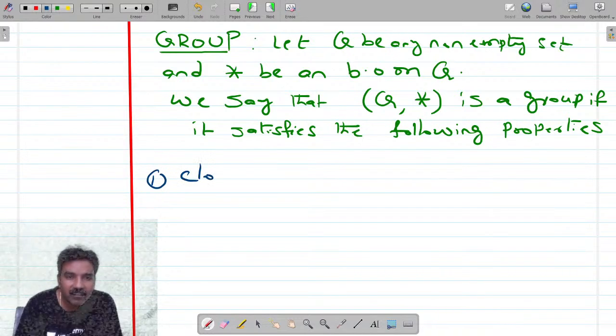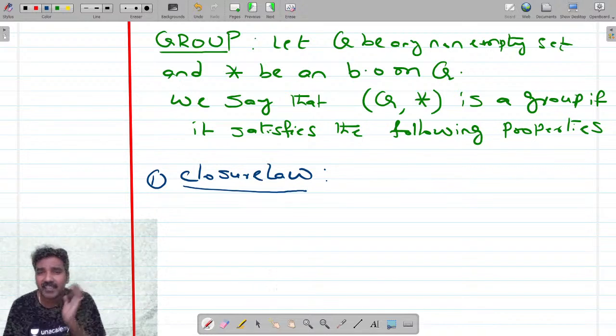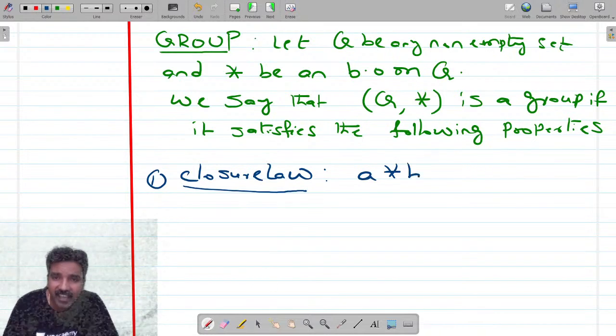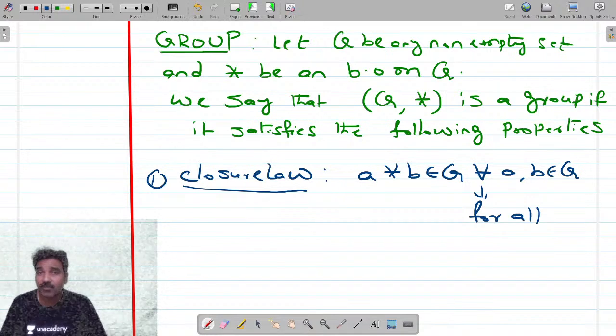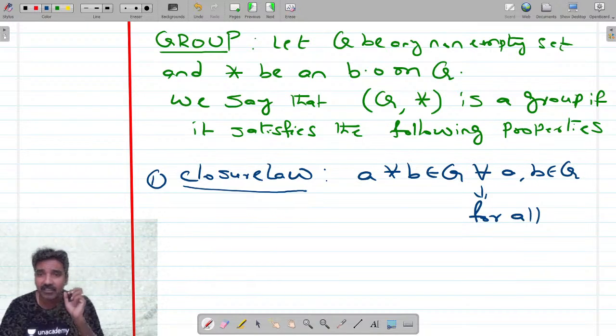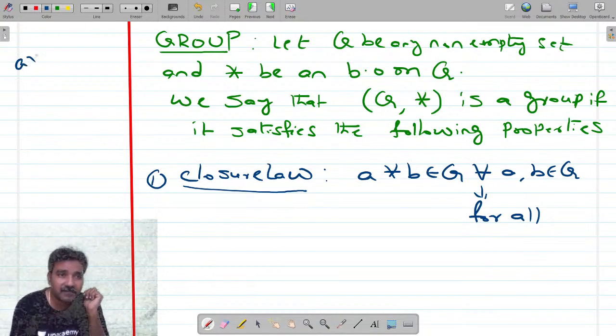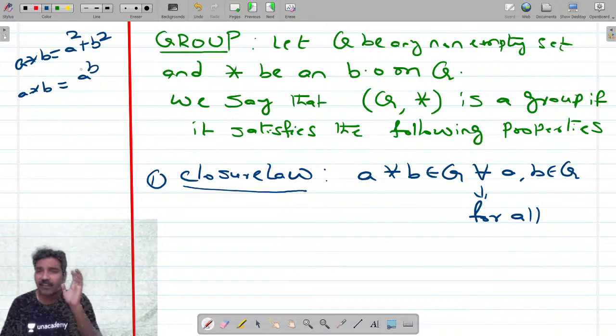Four important laws are there. The first one is closure law. Here closure law, binary operation, algebraic system, everything is the same. So here I am writing like this: A star B belongs to G for all A comma B belong to G. This is the symbol we use for the words for all. Sometimes they may give A star B equal to A over B. They will define what is star. Don't worry.